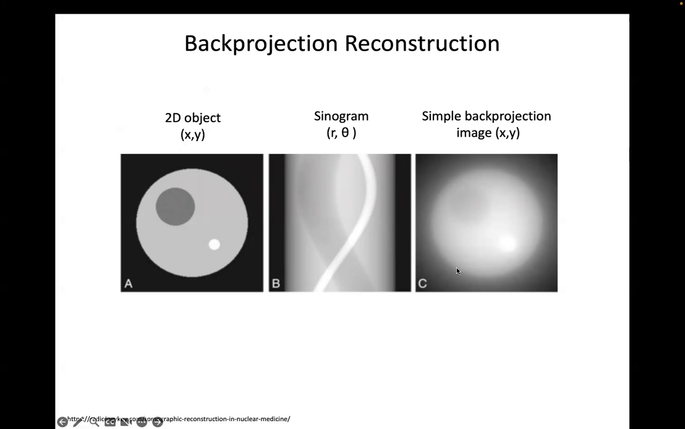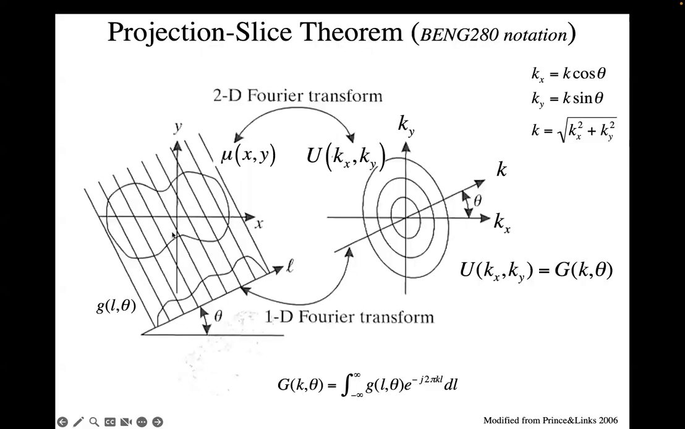And it turns out we need to modify these projections before doing this back projection. We can't just simply back project this. We need to modify this projection in order to make this an accurate representation of this. And how we do that modification comes out of what's called the projection slice theorem.